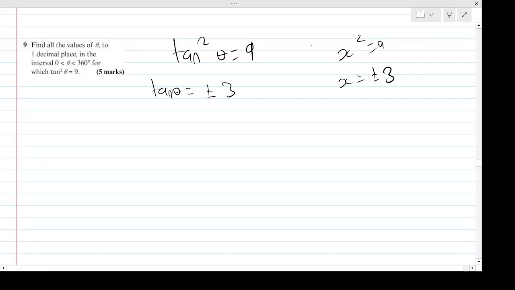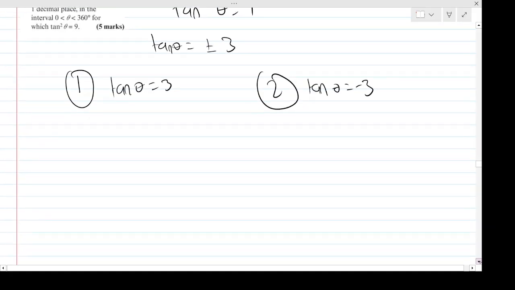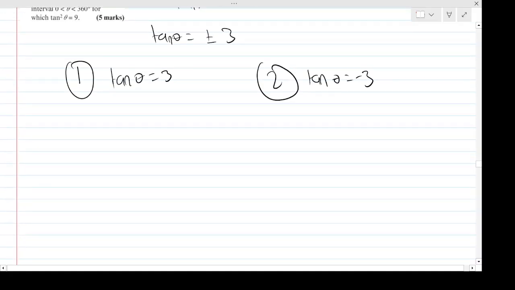And so actually we've got two different equations, the multiple equations I'm talking about. We can split this into either tan theta is 3 or tan theta is minus 3, and we'd get solutions from both of them, right? So we solve them separately. We've got two different equations now, but you do them in the same way we've just been doing.